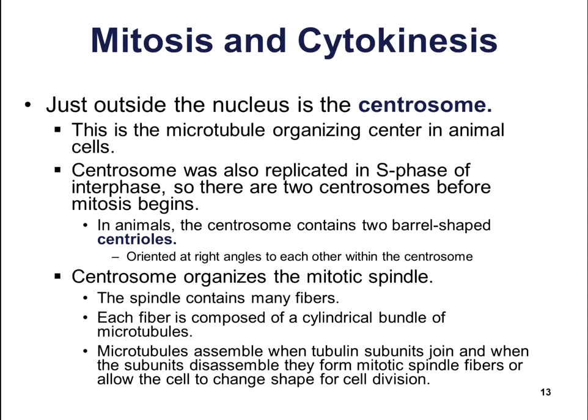This is the microtubule organizing center in animal cells. The centrosome is also replicated in the S phase of interphase, so there are 2 centrosomes before mitosis begins. And this allows for that split so that each chromatid can go to a new cell.